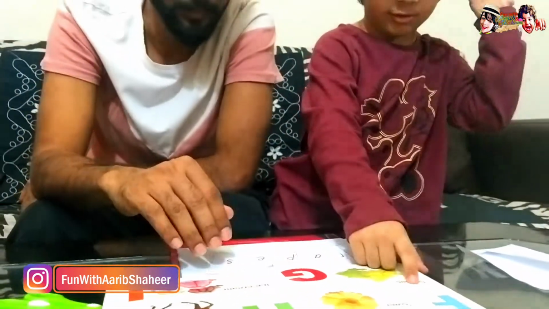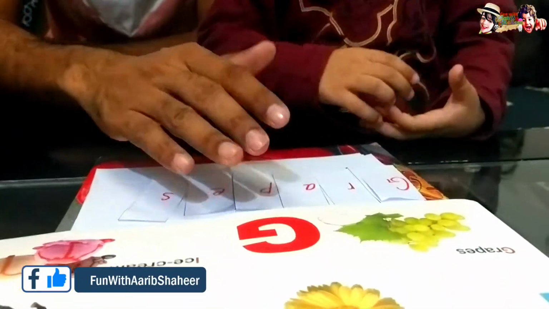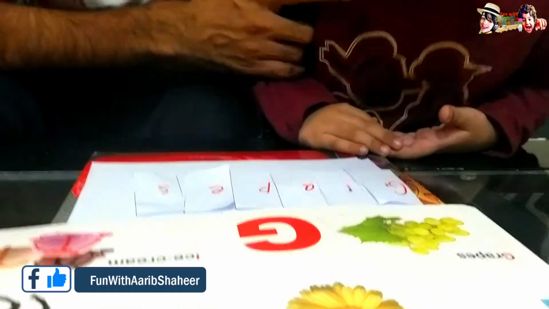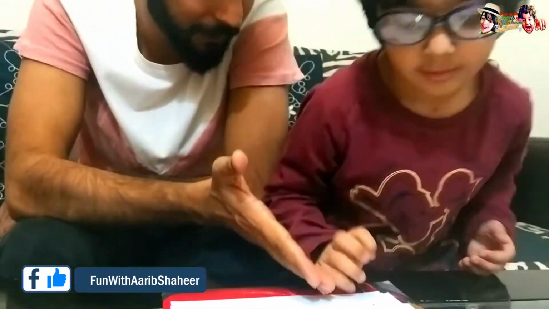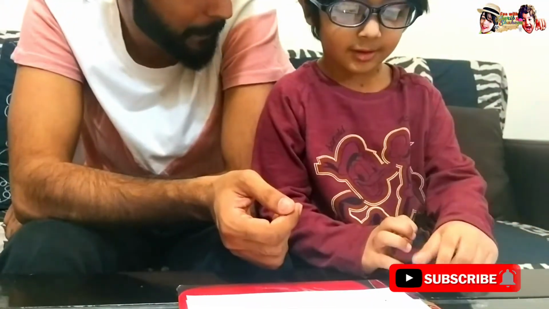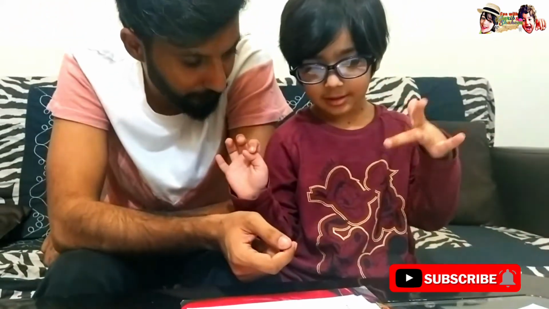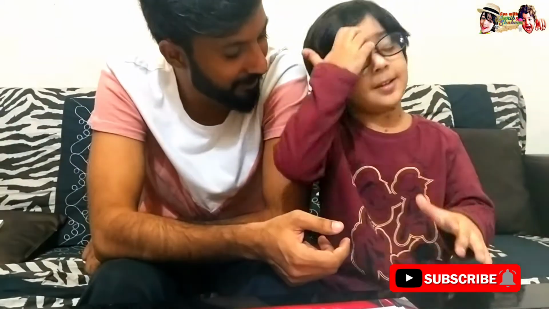What is that? No, we are not writing flower. We are just writing grapes. Okay. Now what can you tell us? What have you written here? I have written the grapes. Very good. Now, are you done with the puzzle or you want to do more?